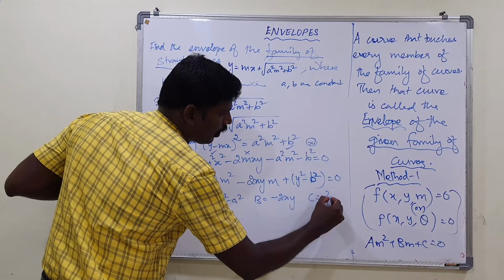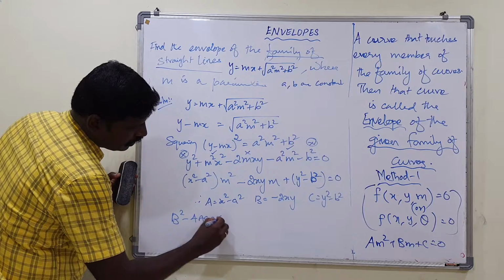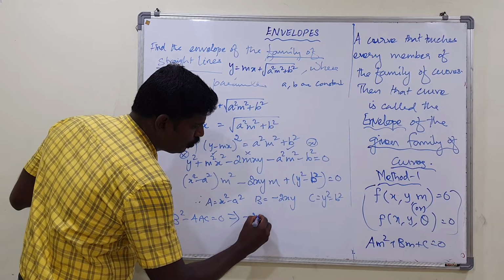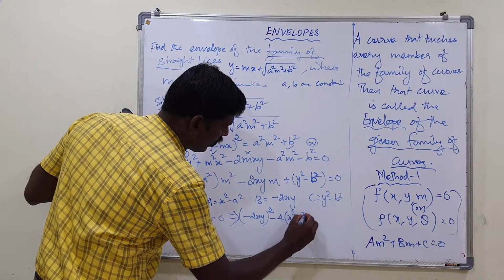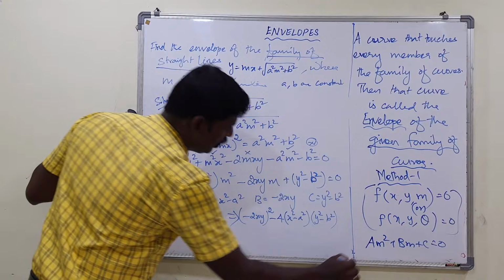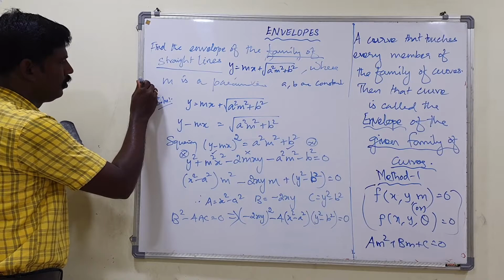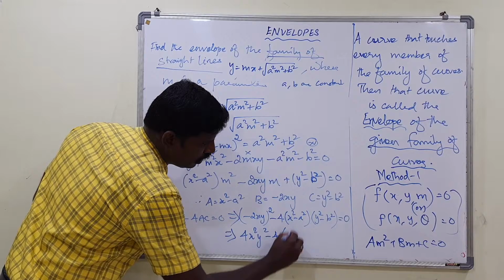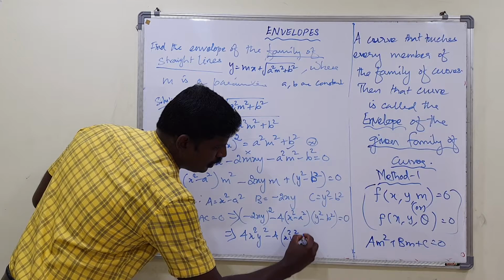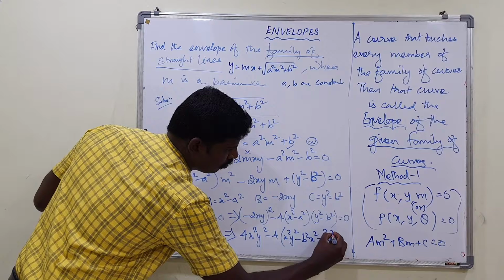So now I am going to find the envelope by equating b square minus 4ac equal to 0. What is b? Minus 2xy, so b square equals 4 x square y square, minus 4 into a, which is x square minus a square, into c, which is y square minus b square, equal to 0. Next, simplify this. The square of this value is 4 x square y square, minus 4 into the product of these two terms: x square y square minus x square b square minus a square y square plus a square b square, equal to 0.